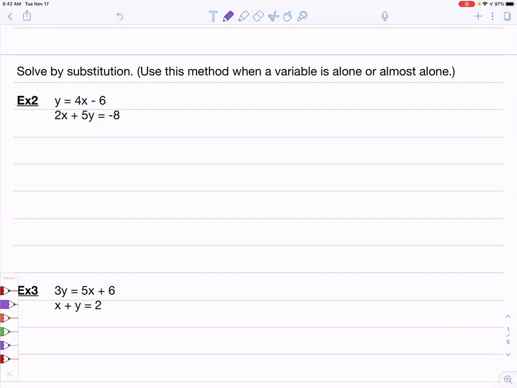So let's do solve by substitution. For the record, when it comes to your test, you will have questions that say solve by substitution. And you'll also have questions that say solve by elimination. And then you'll have questions that say solve by reduced row echelon method. And then you'll have questions, not on this test, but on the exam, that say solve by Cramer's rule.